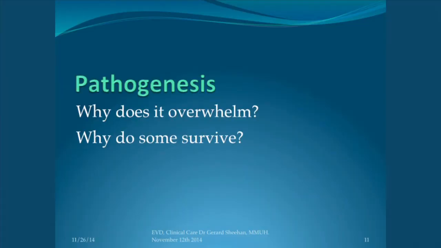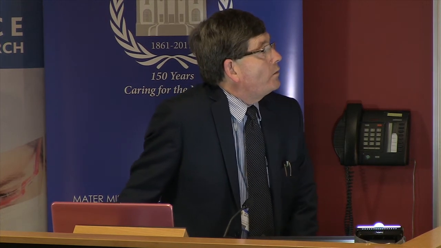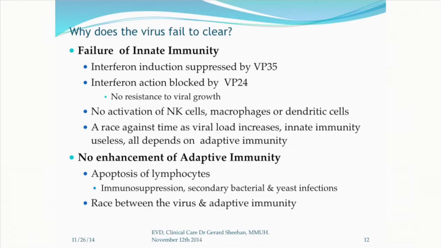Now, in terms of pathogenesis, why does it overwhelm people? Why do some survive? It seems that 60% die, 40% survive. Well, there's a failure of the innate immune system. The innate immune system is the initial response, the macrophage response to a viral infection, if you like. Interferon induction is suppressed by one of those proteins. Interferon action is blocked by another. And so there's no resistance to viral growth in the first 10 days. You have, if you like, an exponential growth in virus. There's no activation of killer cells, macrophages or dendritic cells.